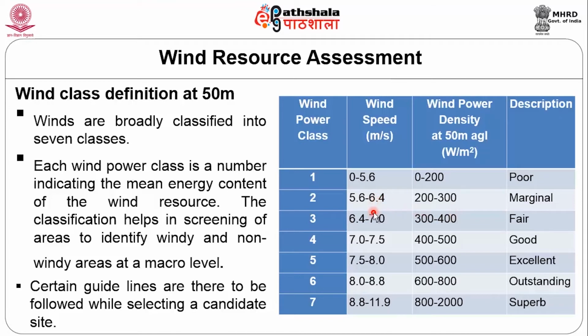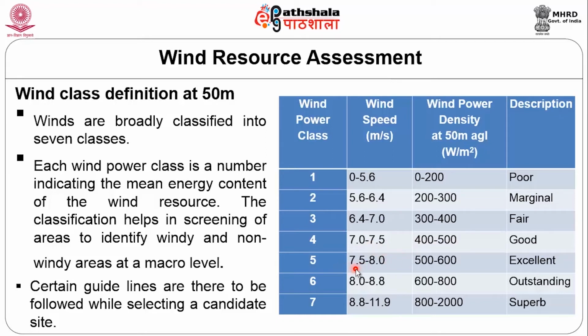When the speed is 5.6 to 6.4, it is marginal. So, the poor site, we cannot take this site, and this is marginal, okay, above cut-in speed, and the wind power density is also reasonable. So, marginally the site is good. The third class, it is fair, and fourth class, it is a good site, and the wind speed is always 7.0 to 7.5, that is wonderful.